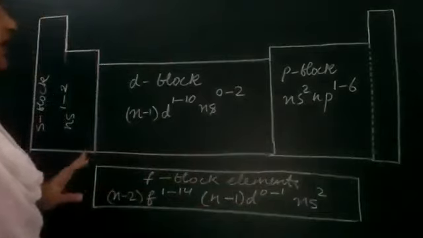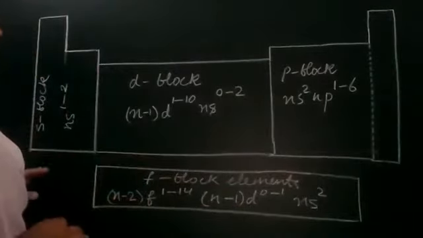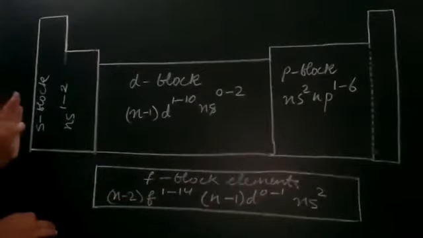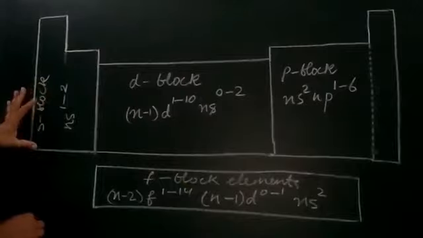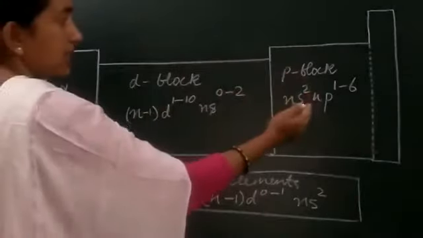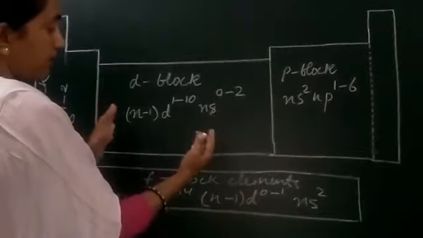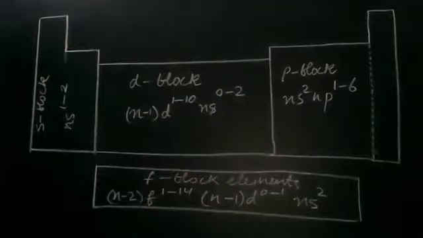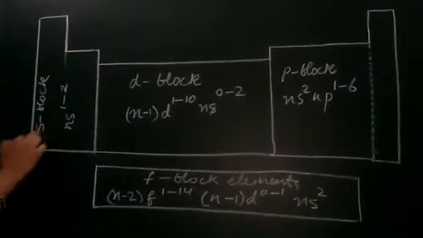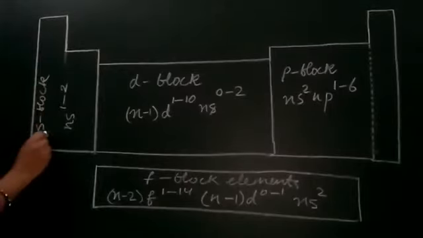You can see here that I have just drawn a schematic representation of the periodic table. On the extreme left we have the s block elements. On the extreme right, we have the p block elements. In between the two, we have the d block elements, and at the bottom we have the f block elements.